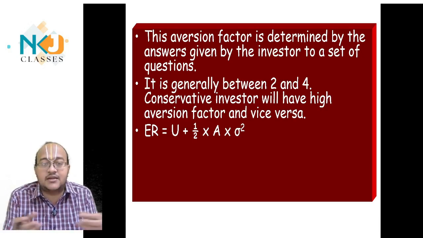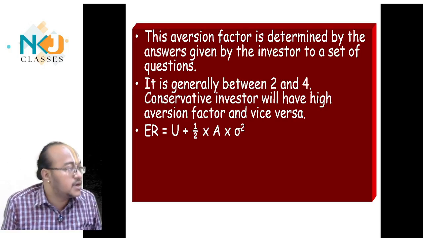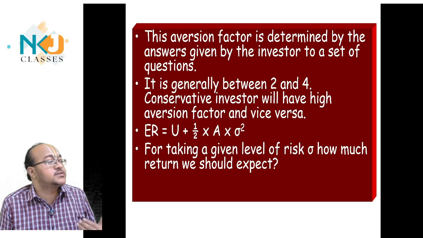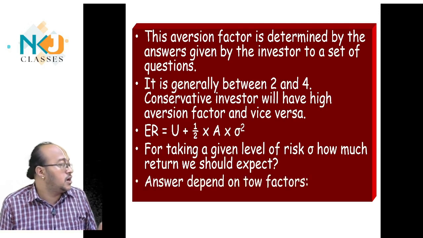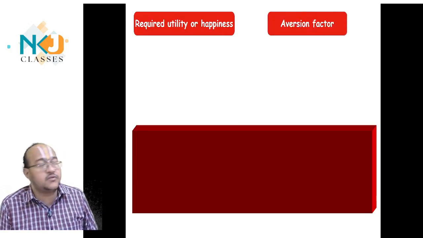Understand? It is a simple formula, you can understand it logically also. The three factors are there. You just need to halve the aversion factor, multiply by sigma square, and you will get the answer. Correct. Next, for taking a given level of risk, how much return should we expect? The answer depends on two factors: required utility and aversion factor.